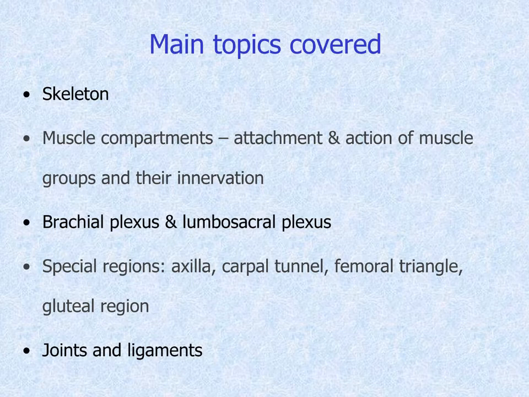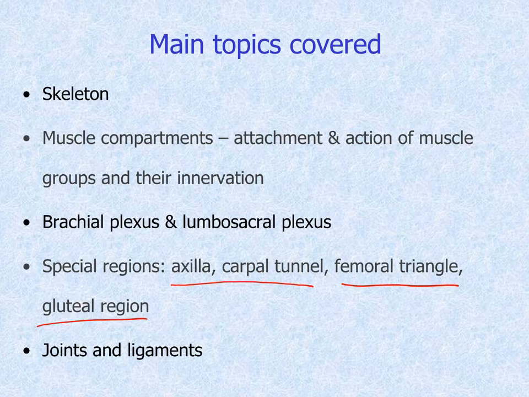We will be discussing the brachial plexus in relation to the upper limb and the lumbar plexus in relation to the lower limb. We will also be introducing you to the special regions. In the upper limb, we will be discussing the axilla and the carpal tunnel. In the lower limb, the femoral triangle and the gluteal region. At the end, we will be discussing the joints and the ligaments in these two limbs.